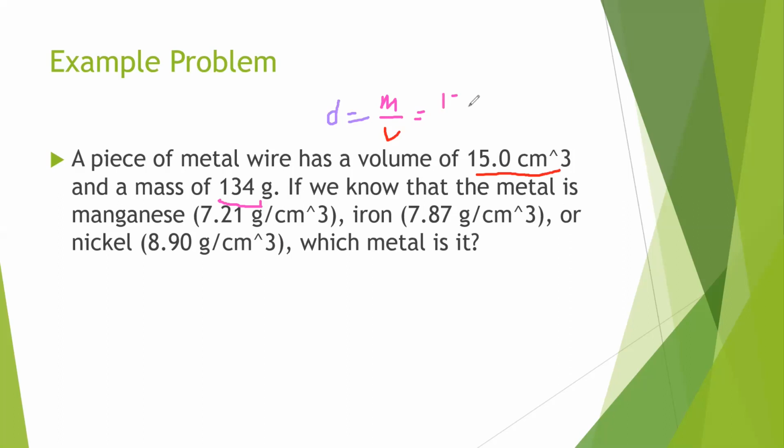So that's 134 grams on the top. And on the bottom, we have 15. So the answer we have, using my calculator, is 8.93. You might be wondering, wait, none of these exact densities are 8.93. But the problem states that the metal is one of these three compounds. And the closest one to 8.93 is nickel.